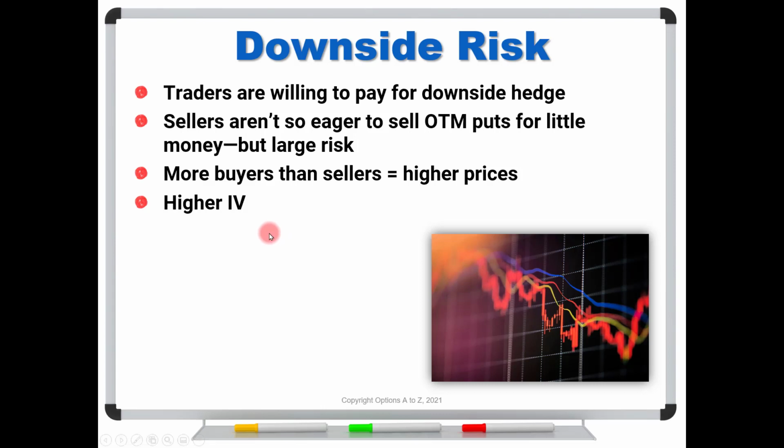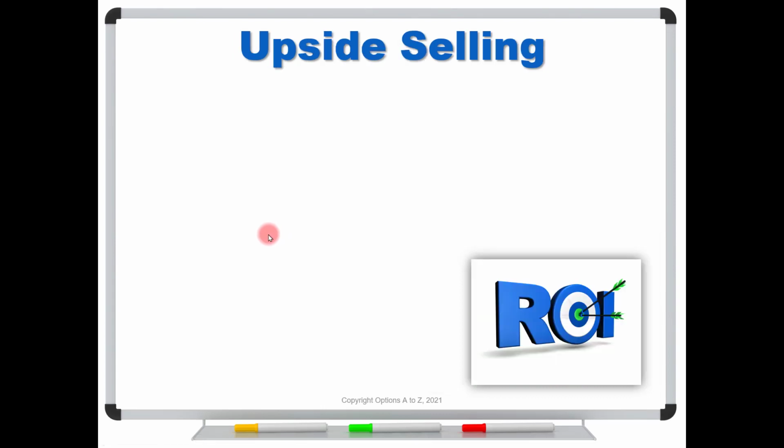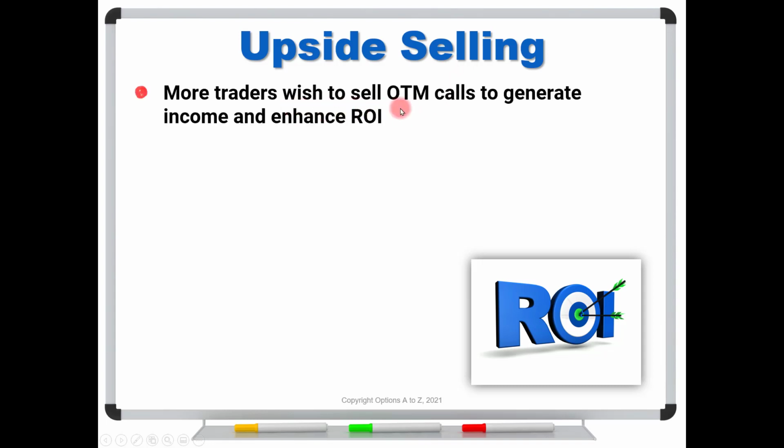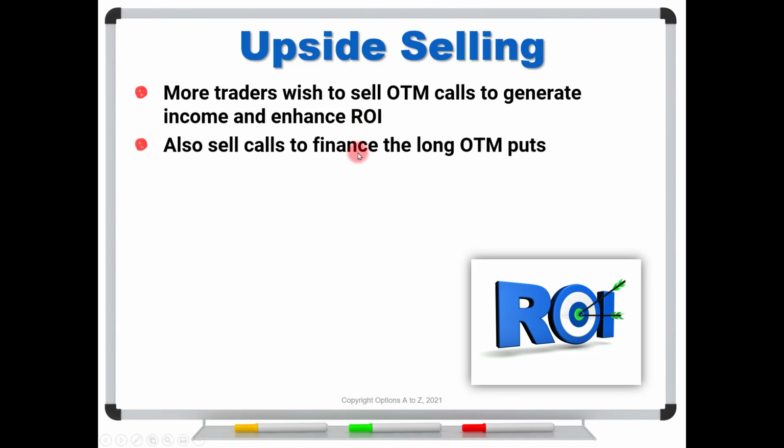But what about if we go to the upside? Well, if we start looking at these upper strikes, we're going to see that there is a tendency to have selling pressure up there. The reason is that more traders wish to sell the out-of-the-money calls to generate income and/or enhance their return on investment, or their ROI. Another reason they might wish to sell calls is to finance these long out-of-the-money puts.